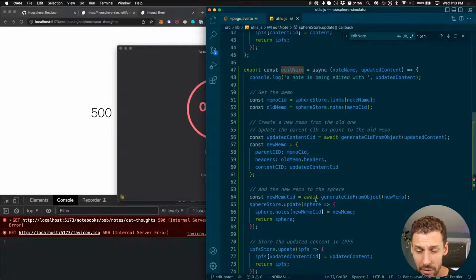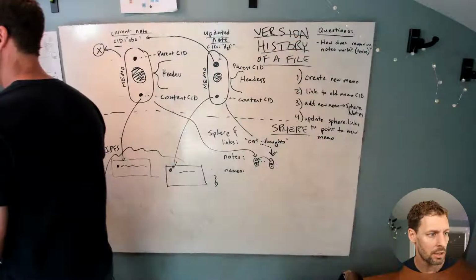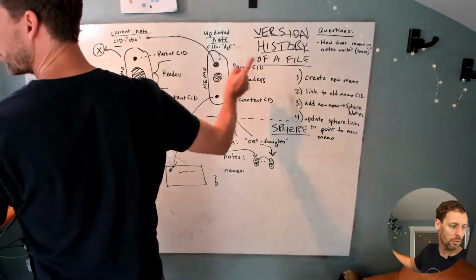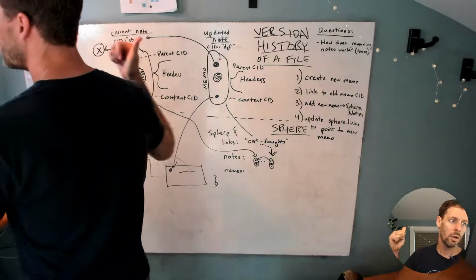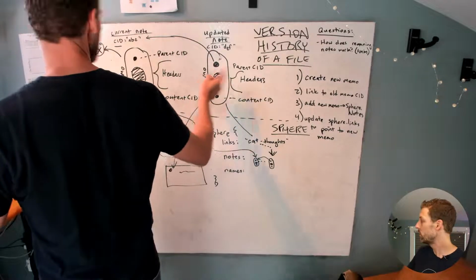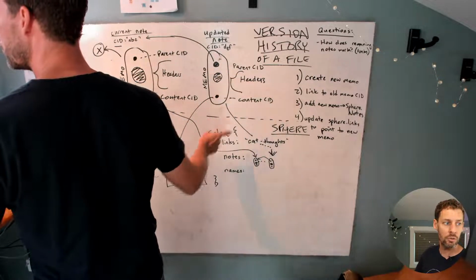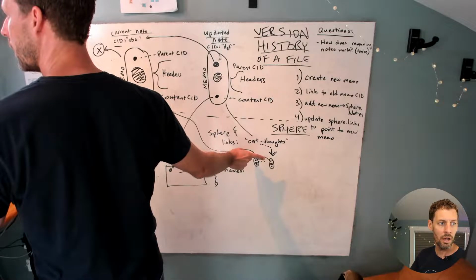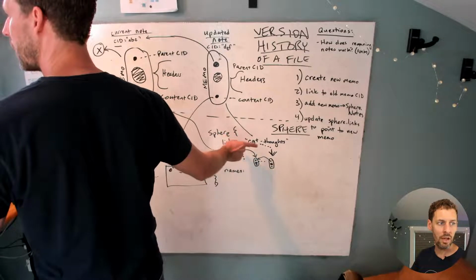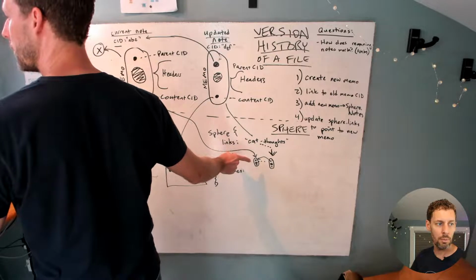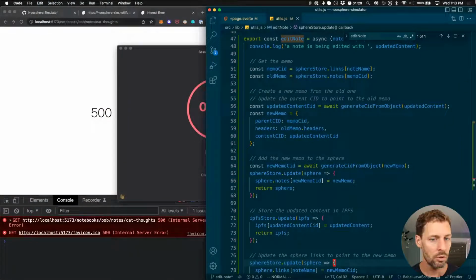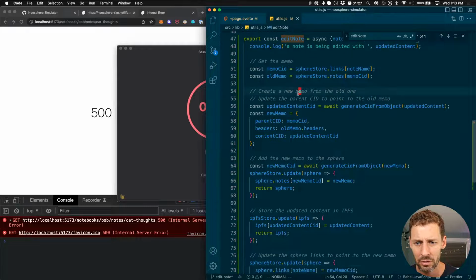Whew, okay. This is a lot, but fortunately we had kind of looked at it at the board first, right? So we are creating a new memo, linking to the old memo SID, which is like drawing this link here, adding the new memo to sphere.notes, which adds it here. And then we're updating sphere.links, which is this guy, to point to the new memo as opposed to the old memo. So let's see that code. Here is creating a new memo, which then has its own content ID.